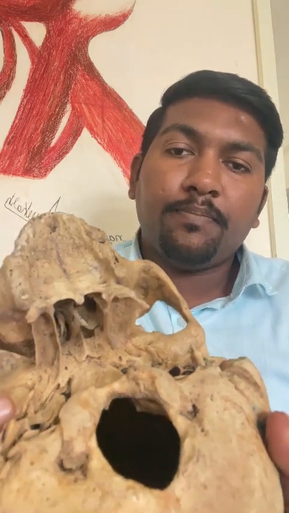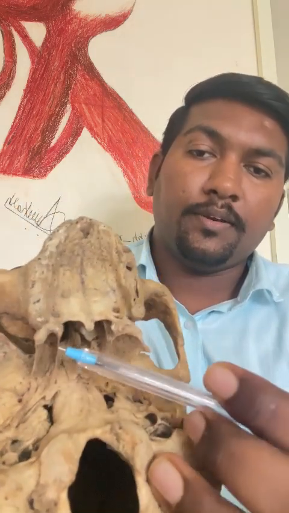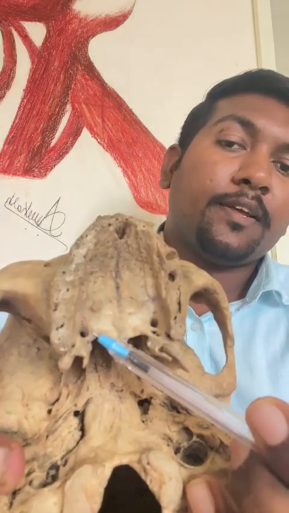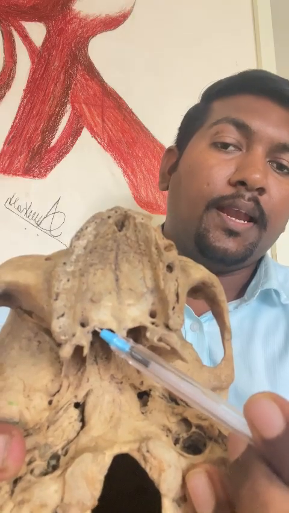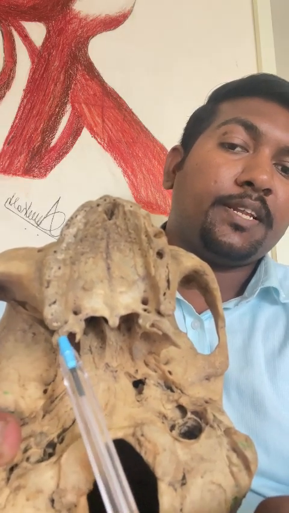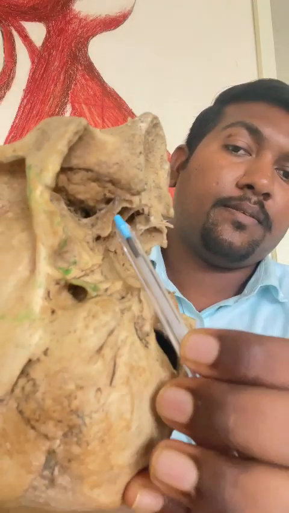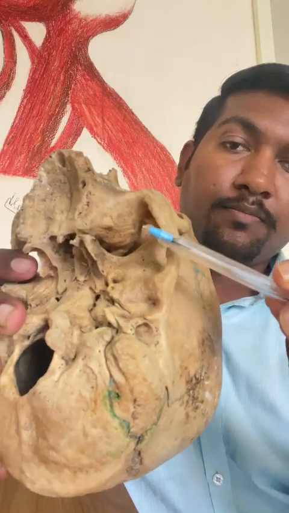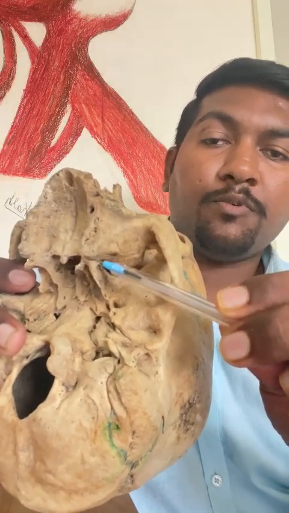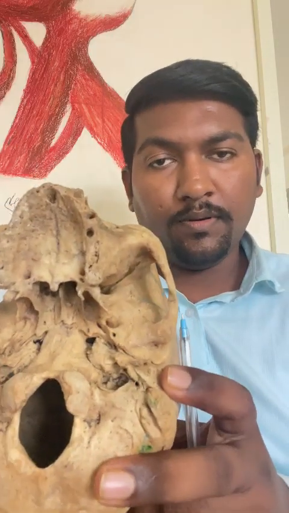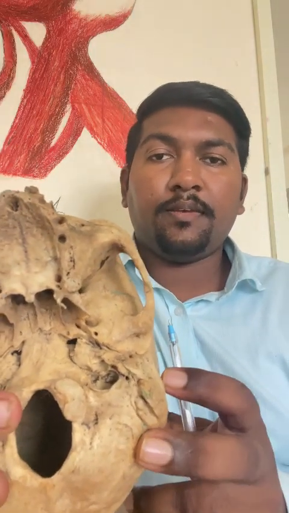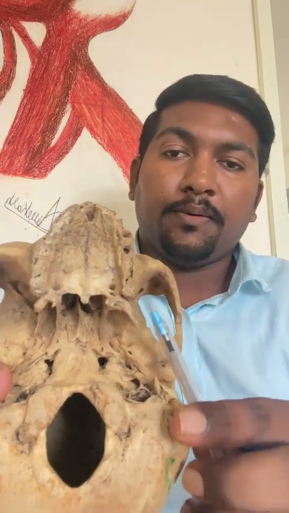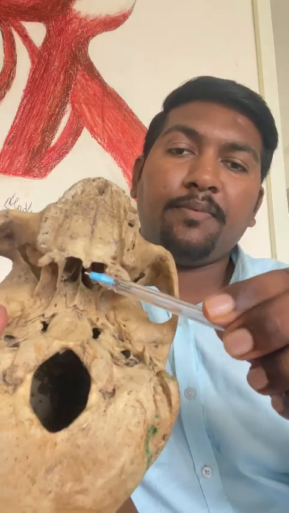The pterygoid process in its anterior border, we can see this is the anterior border, articulates medially with the palatine bone, and laterally with the posterior border of the maxillary bone, forming the pterygomaxillary fissure. That is about the anterior border, and posteriorly it has free borders.